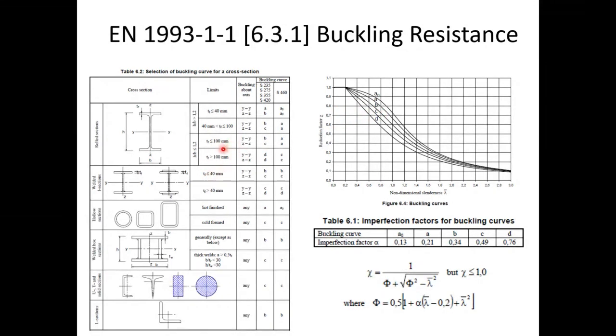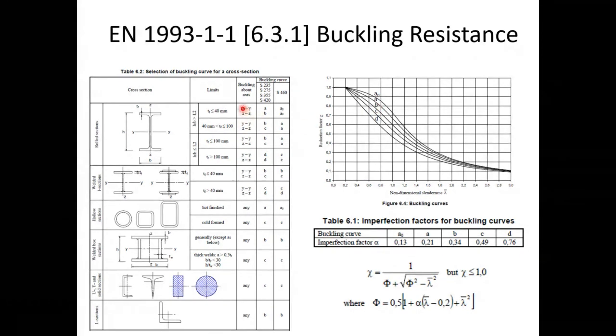And the same thing applies if we look at the thickness. If we go from a thickness less than 40 millimeters to a flange thickness between 40 and 100, we go from curve A to curve B. Again, that's because the thicker the section, the more residual stresses are likely to be locked in. Therefore, the more residual stresses, the bigger the impact, and the more it reduces its ability to carry load in compression.